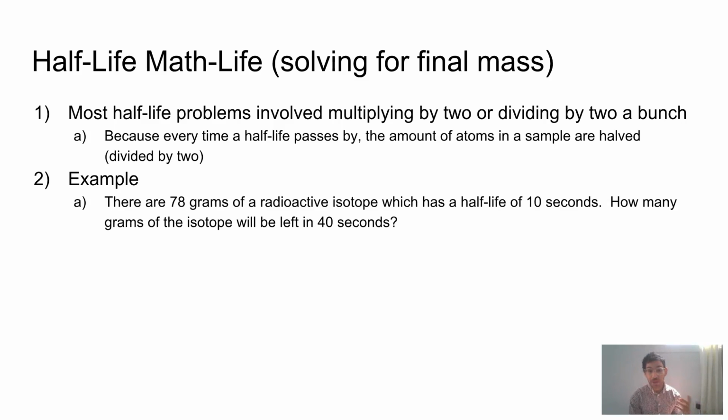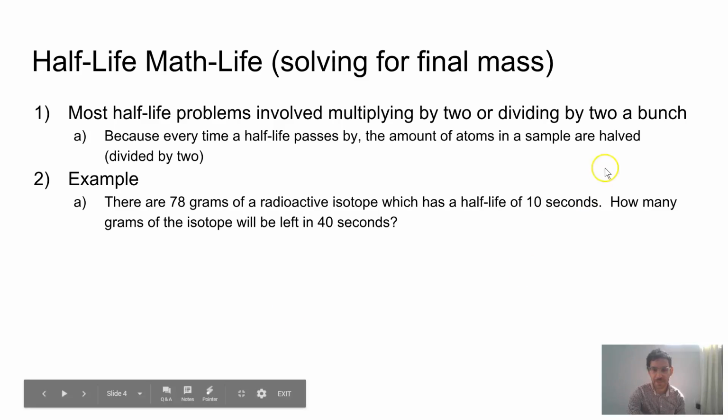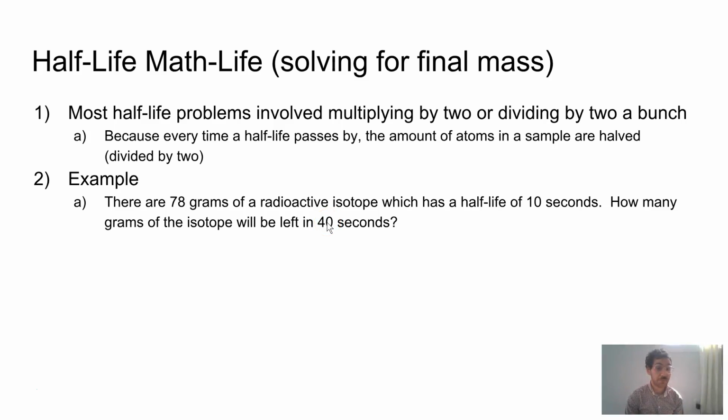So let's say an example. We have 78 grams of an isotope. We know the half-life is 10 seconds. How many grams will be left after 40 seconds? All right, pause the video and think about that. Okay, cool. So we know the half-life is going to go by 40 times. No, 40 times? The half-life is 10 seconds, so 4 half-lives is 40 seconds.